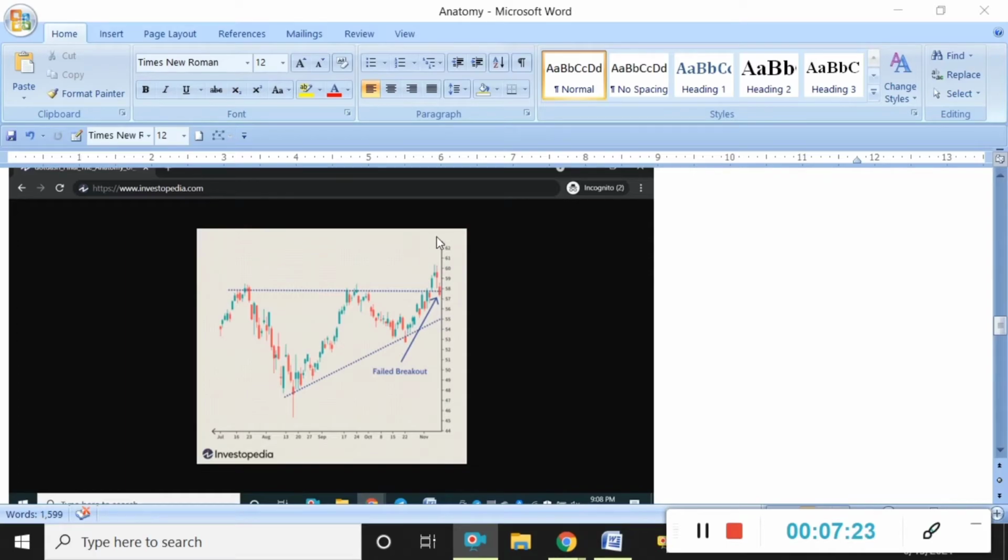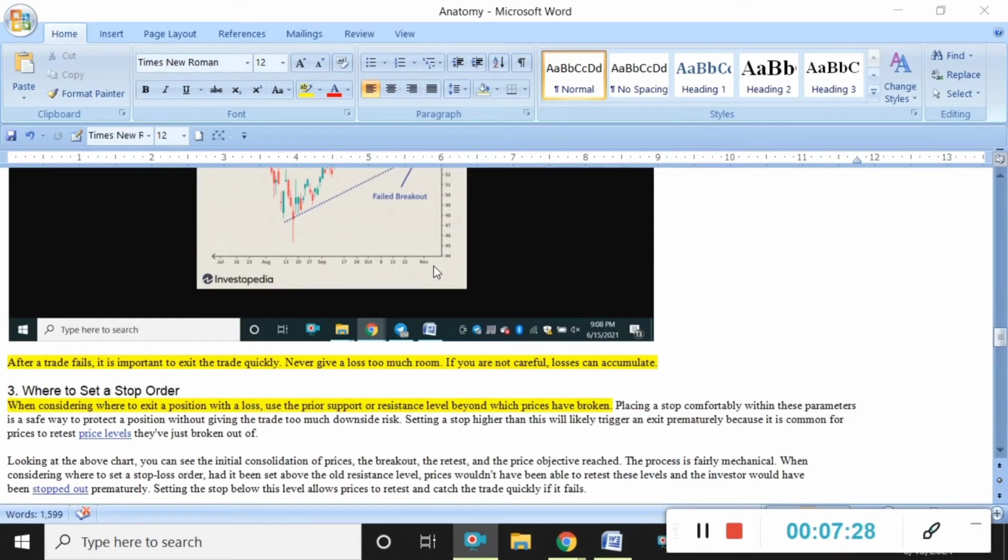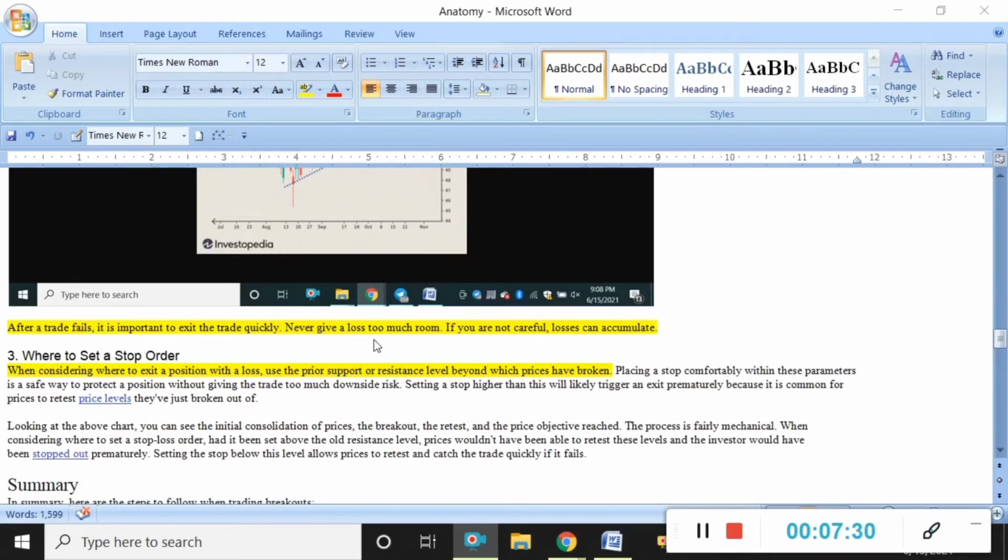After a trade fails, it is important to exit the trade quickly. Never give a loss too much room. If you are not careful, losses can accumulate. Where to set a stop order. When considering where to exit a position with a loss, use the prior support or resistance level beyond which prices have broken. This works anywhere in crypto, so you need to learn how to draw the support and resistance lines.